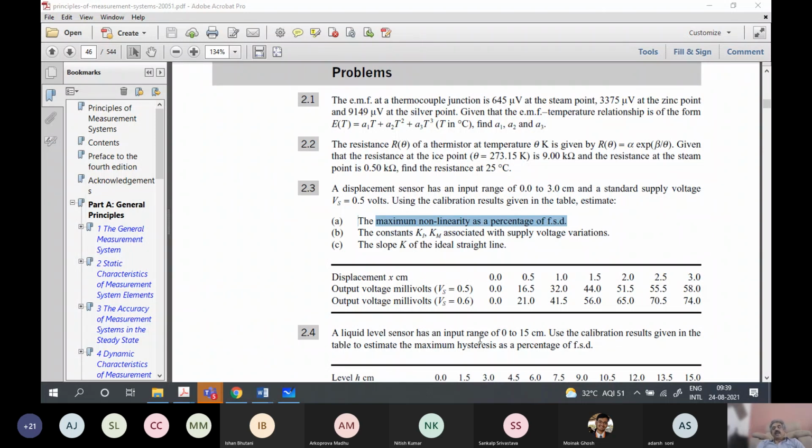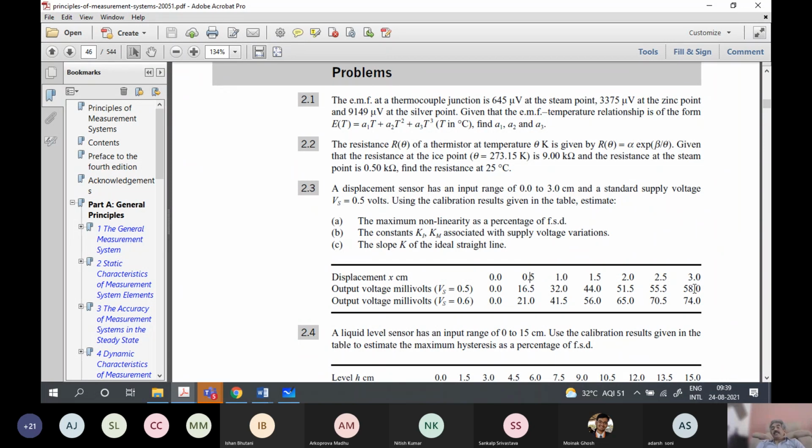Very simple. Calculate the nonlinearity at each point. So if 58.3 was the slope, then at 0.5, what would it have been? It would have been 29/3. What is that? The output in millivolts for 0.5.